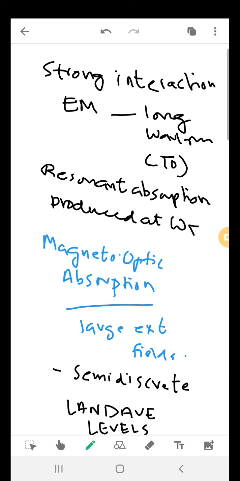Due to this magneto-optic absorption, which interacts with incident radiation, characteristic absorption spectra are produced. So these Landau levels interact with the external magnetic field to produce the absorption spectra. And the measurement of interband magneto-optical absorption gives information on the band gap, degeneracy of the bands, and also the reduced effective mass and the g factor of the individual bands. A lot of information can be obtained.